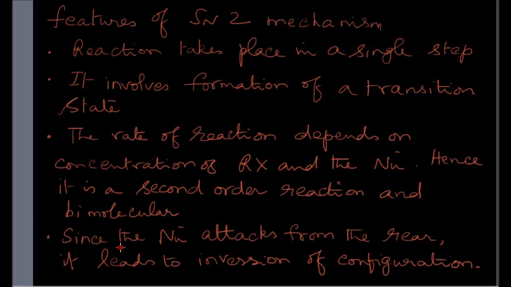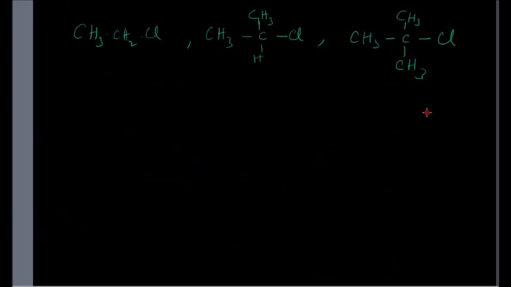The rate of the reaction depends on the concentration of alkyl halide and the nucleophile. Hence, it is a second order reaction. As per kinetics, it is a second order reaction and bimolecular, involves two species. Since the nucleophile attacks from the rear, it leads to the inversion of configuration. Since the transition state is involved in the reaction, presence of bulky groups will hinder the reaction, obviously, isn't it?